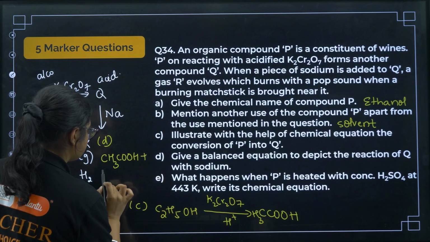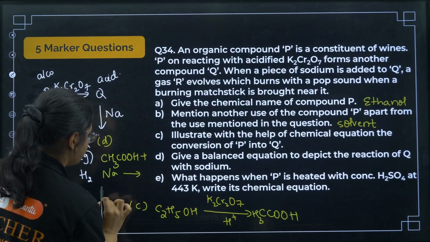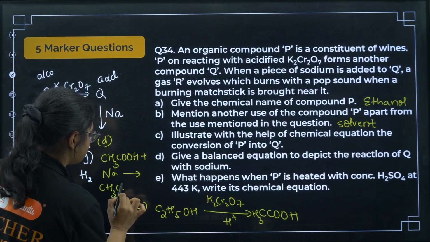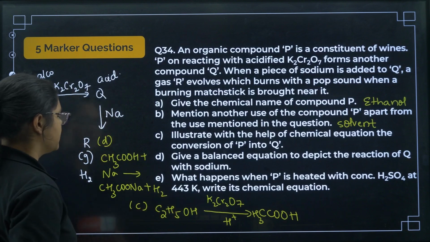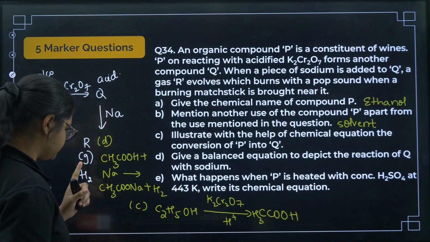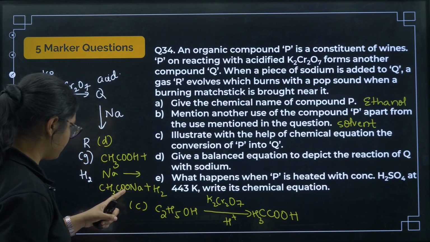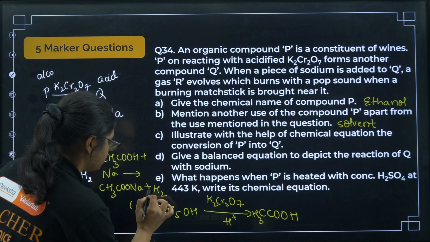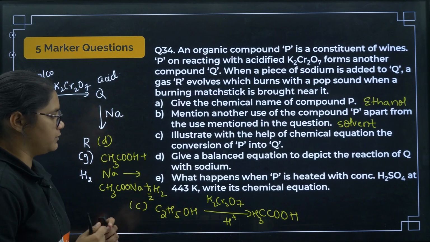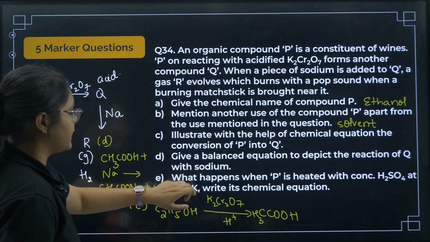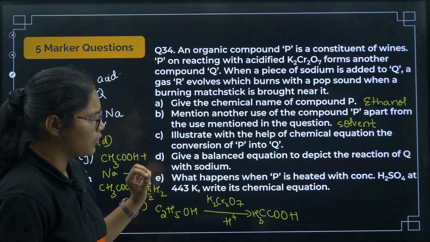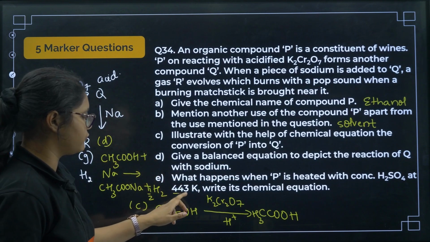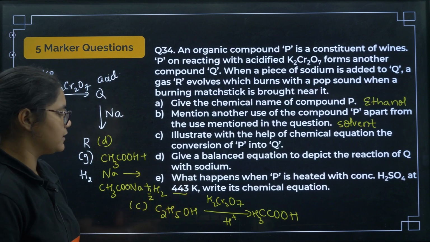CH3COOH plus Na, okay, that will give me CH3COONa plus H2. So if I want to balance this one, I think I can just make it half H2, okay, then it will be balanced. So this is done. Next, see what happens when P, that is your alcohol, is heated with concentrated sulfuric acid at 443 Kelvin. Write its chemical equation.